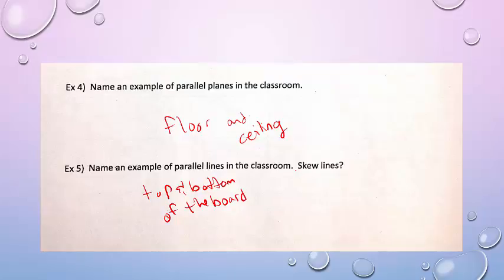For skew lines in the classroom, that's a little bit harder. We need to remember skew lines are in different dimensions. So you could have a desktop with a textbook laying on top of it. One side of the textbook could be skewed to an edge of a desk because they are in different dimensions. So we'll use that as our example.